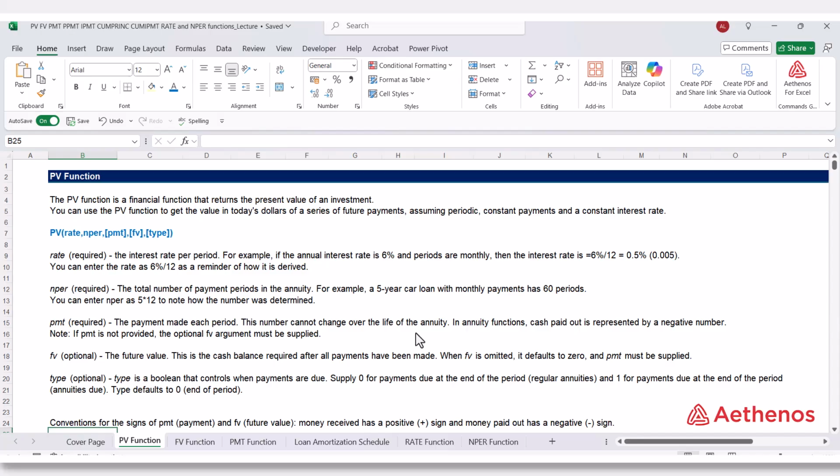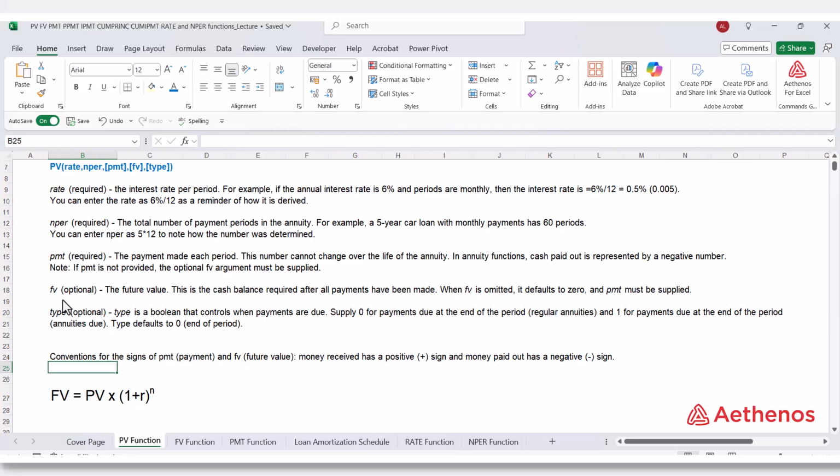And we have a cash flow convention. Cash paid out is a negative number and cash received is a positive number. If you don't give the PMT, the optional future value argument must be supplied. The future value is again optional. This is the cash balance after all payments have been made. When future value is not included, it defaults to 0 and PMT must be supplied.